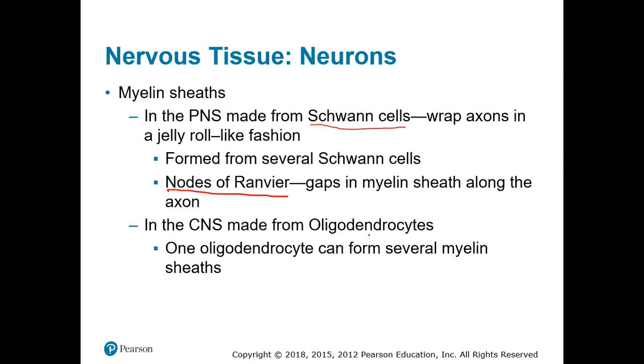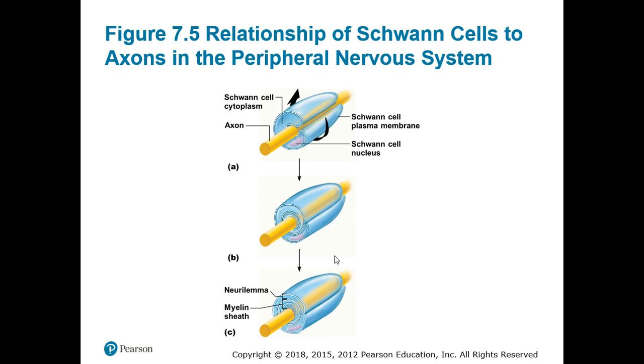In the CNS, these are made of oligodendrocytes, and these are a lot longer, so one oligodendrocyte can spread across a large area and can form several different myelin sheaths. So here is an example of a Schwann cell wrapping around an axon and providing that cushion.